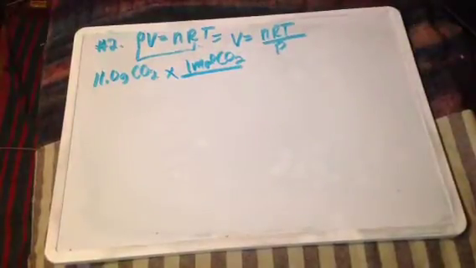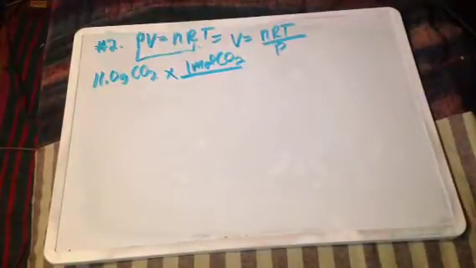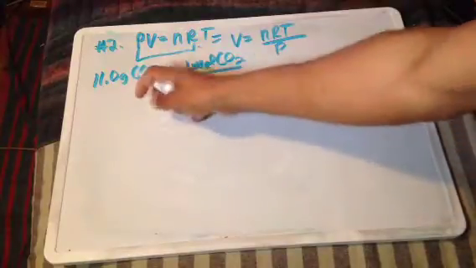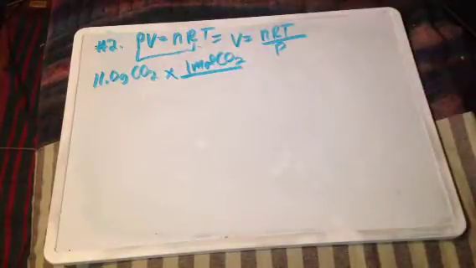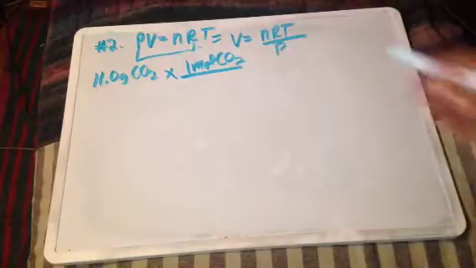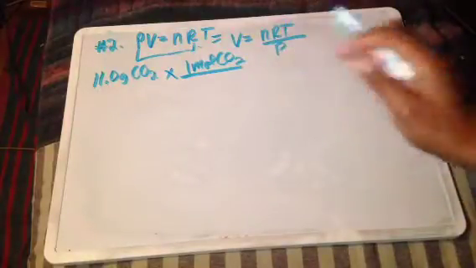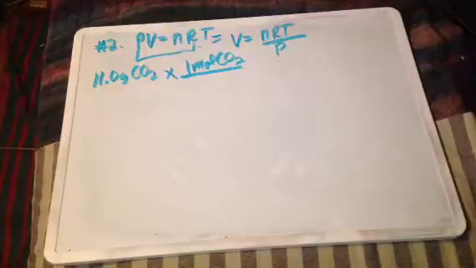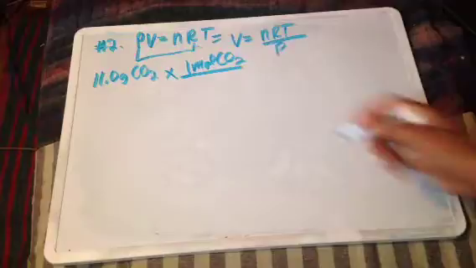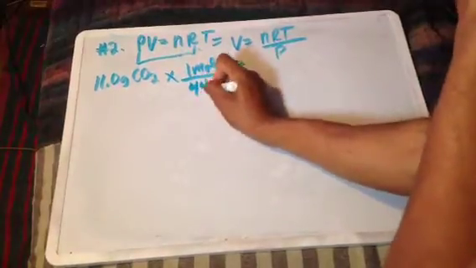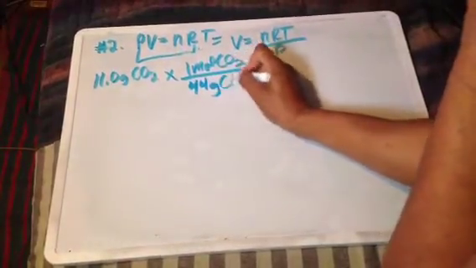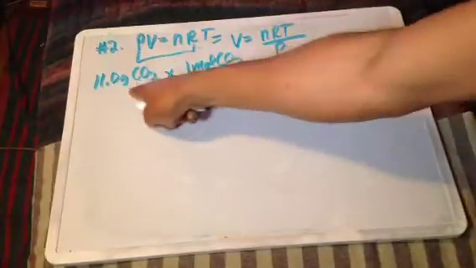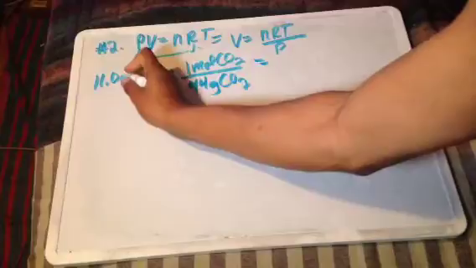We know that if we pull out our periodic table, carbon is 12. We have 1 carbon. And then we have oxygen, which is 16. We have 2 oxygens. So 16 times 2 is 32, plus 12 is 44. So we know we have 44 grams of CO2, right? And automatically we know that we're going to be left with moles because grams does what?